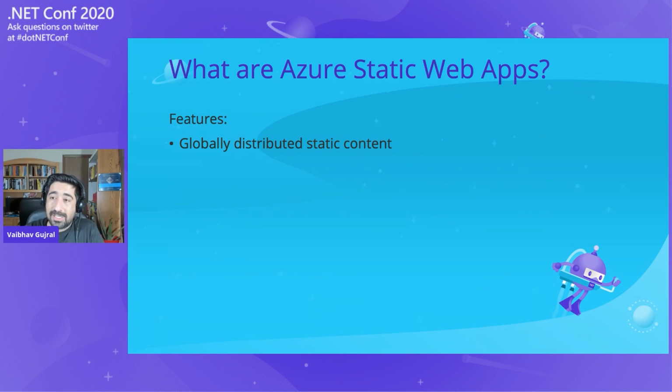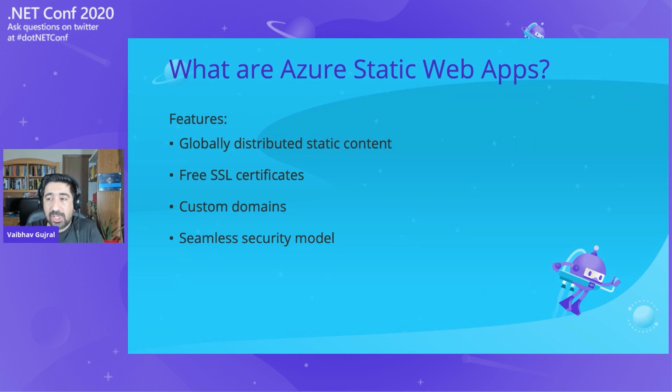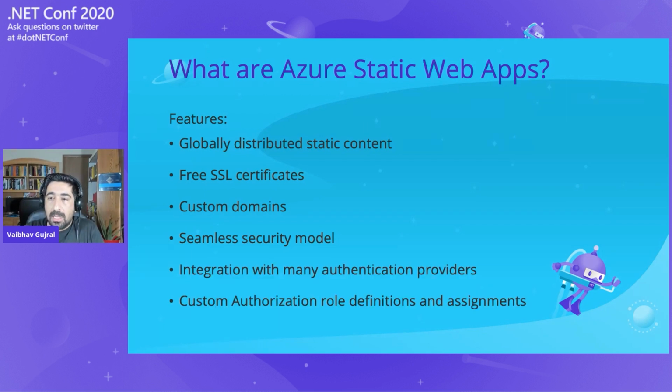In Azure Static Web Apps, all your static content is globally distributed. It comes with some powerful features like free SSL certificates and custom domains. It supports a seamless security model with a reverse proxy when calling APIs, which eliminates the need for configuring CORS.